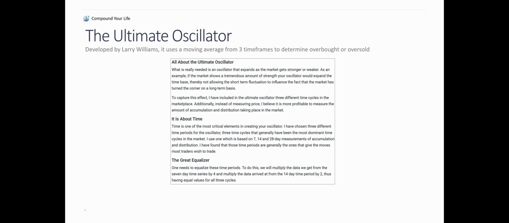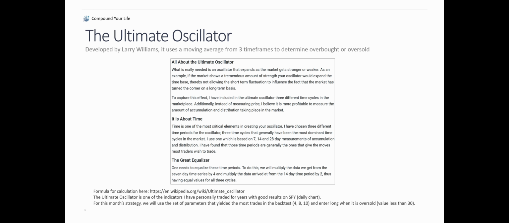So in particular, this one looks at 3 time frames, which Larry Williams believed would increase the reliability rather than just looking at 2. Use a 3rd time frame that's kind of in the middle in order to filter out even more entries. And so as a result, you end up with this 3 time frame oscillator, which historically has been very good for me on SPY.